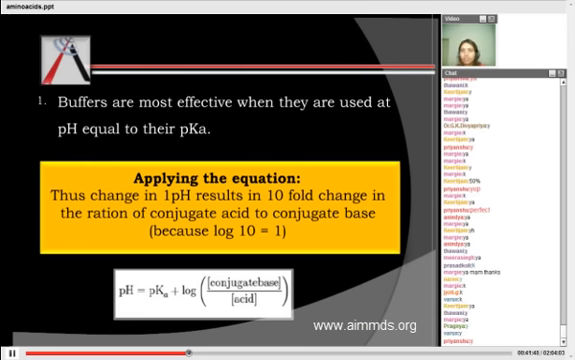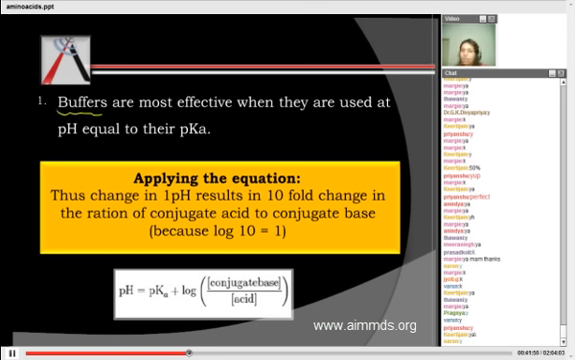Okay. Now, why are we studying this? Because of buffers. What are buffers? Buffers are the ones that have the capability to donate protons and also the capability of taking in protons, as and when needed, to maintain the pH. So how do they maintain the pH? By taking the protons and giving the protons.